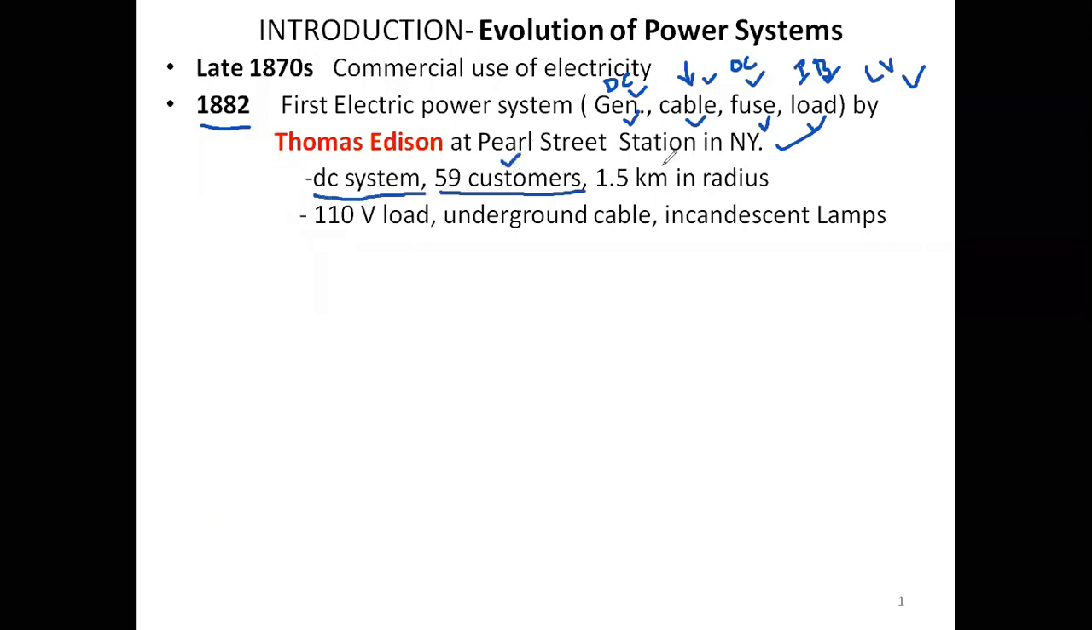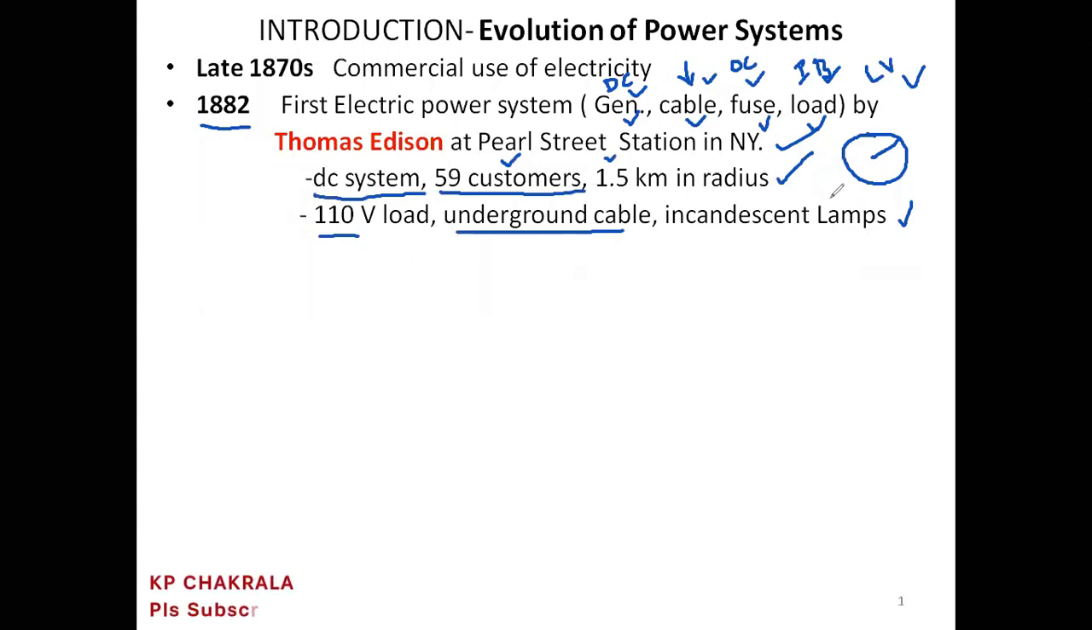The customers were located within a radius of 1.5 kilometers. The voltage level was 110 volts, we used underground cable, and the load was simply incandescent lamps. So it was feeding only bulbs, which means the first power system was used for lighting purposes only. It was a low voltage DC system, in the year 1882.